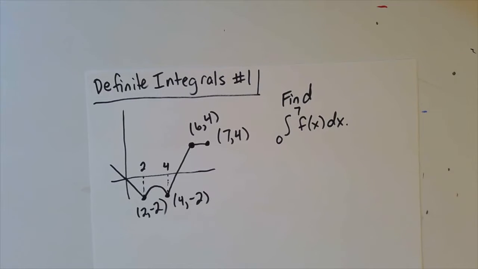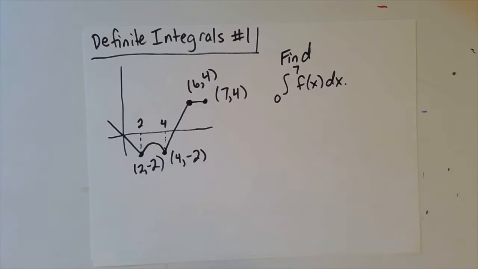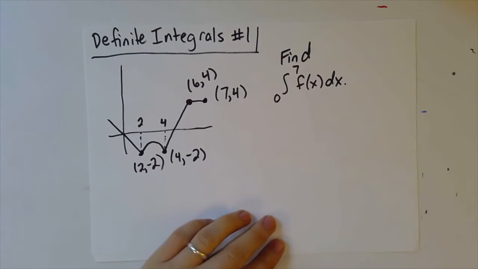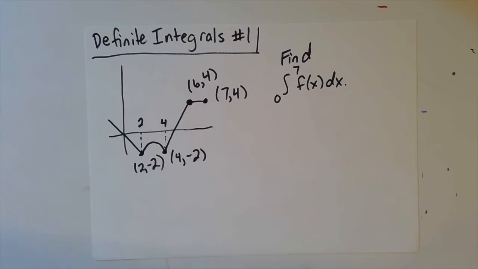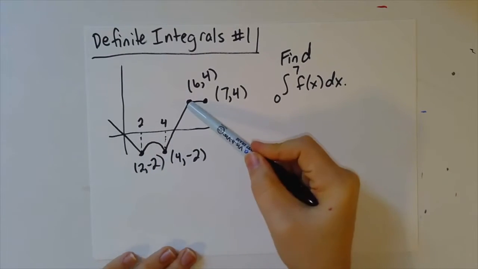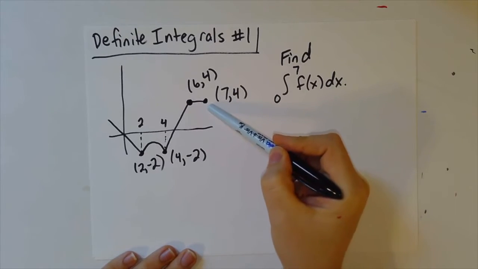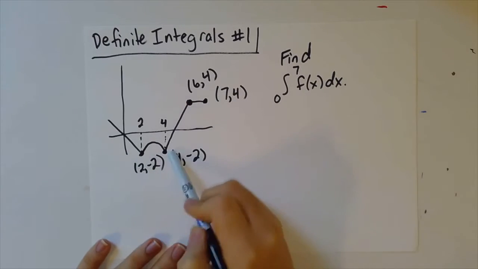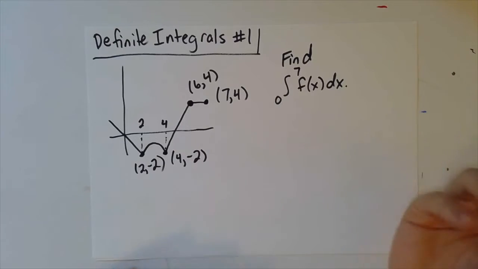Hello, class. Here with a short office hours video where we're going to talk about question number 1 from the definite integrals assignment, which I've gotten a few questions about. So here is mine. I've gone ahead and marked off all the points where we can read off the coordinates in the graph. So these are all the points in the graph that I could see in my graph.